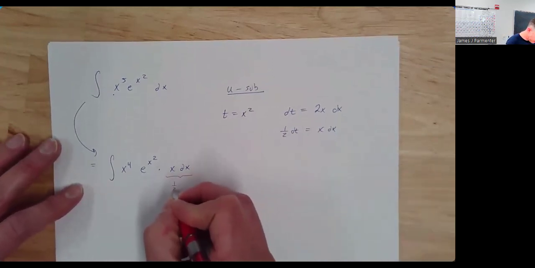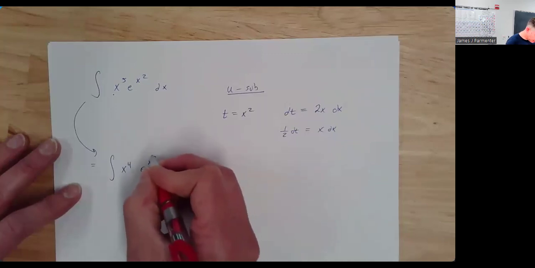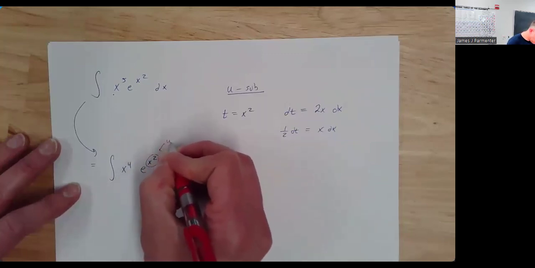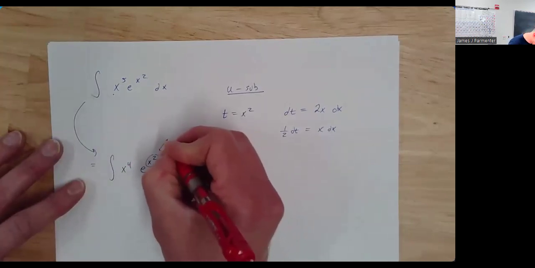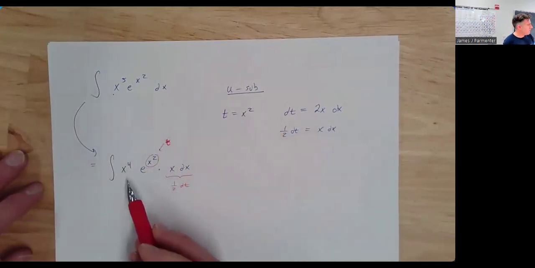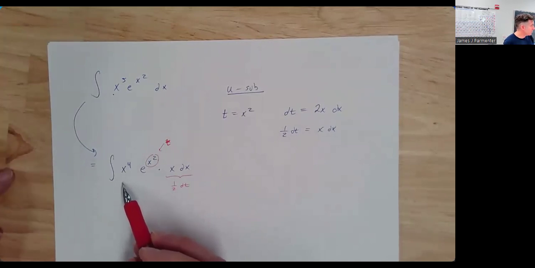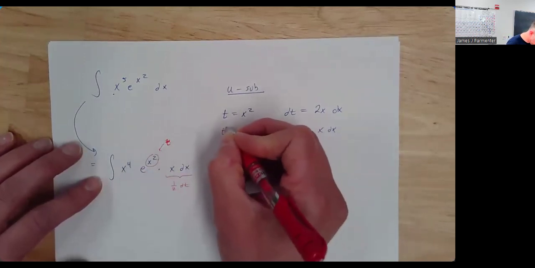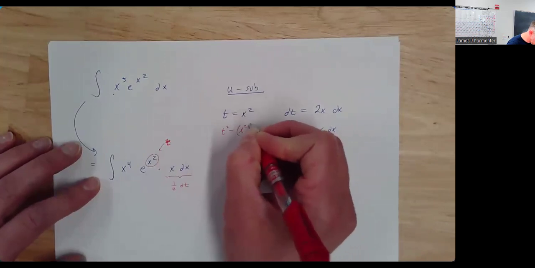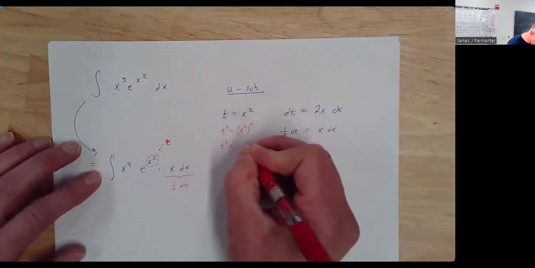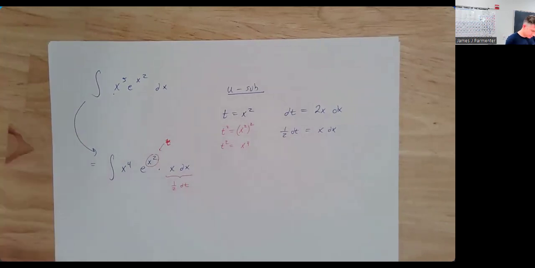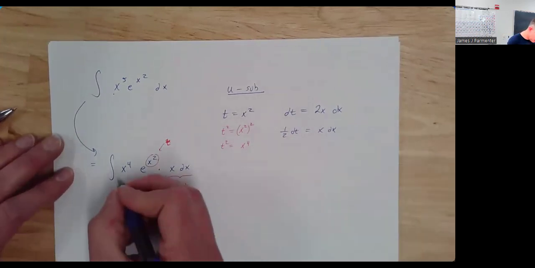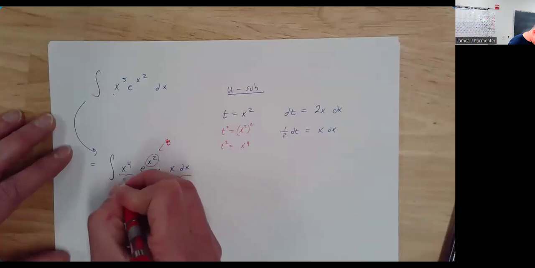There's your 1/2 dt. X squared, there's your t. Sorry, I called it t, not u. But then I have some x's left over. And when you have x's left over in a u sub, we do a back substitution. So t is equal to x squared. I have an x to the 4th. So t squared is equal to x squared squared, so t squared is equal to x to the 4th. So I'm going to end up with this being t squared.